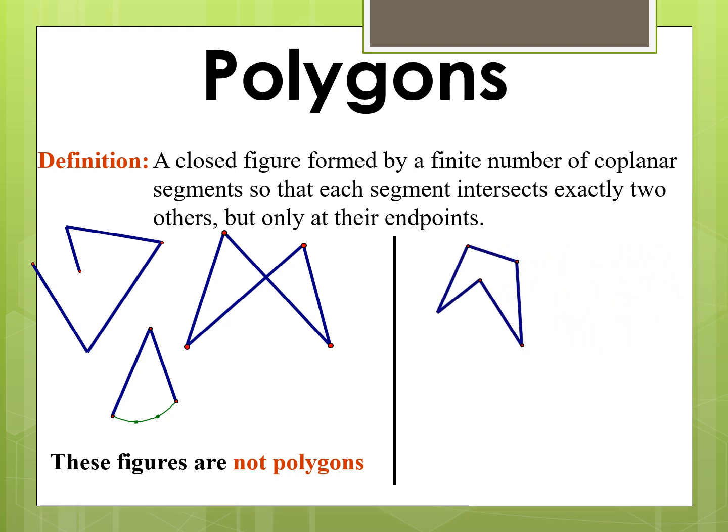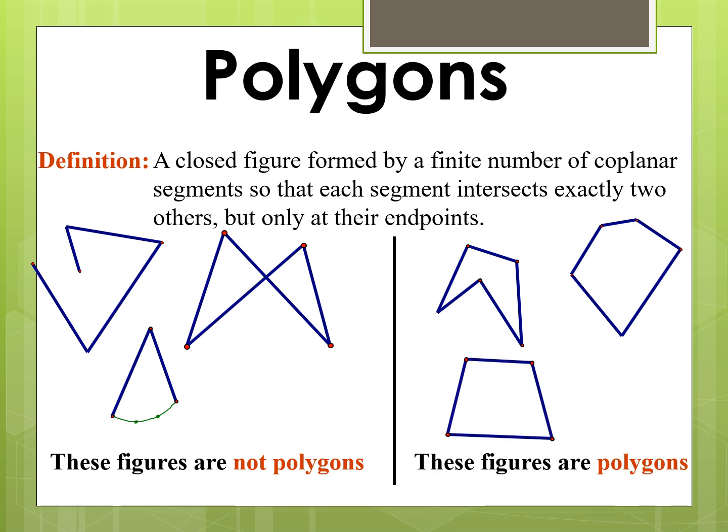Then we now have another set. These figures are polygons, because we can identify their endpoints. But in this figure at the left, we cannot identify the endpoints because there is an intersection, wherein this must be their endpoints. So we can no longer consider this one a polygon.